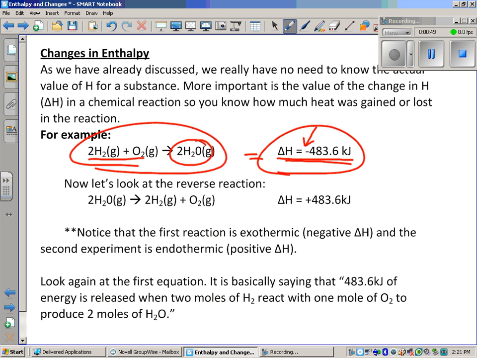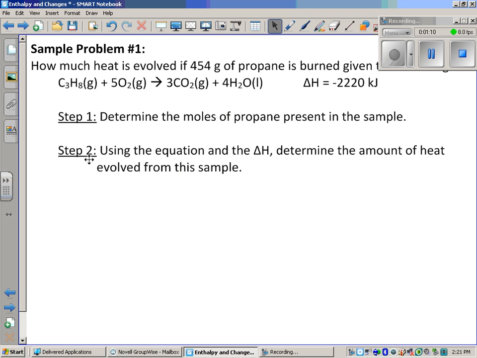You can also see that there's a second equation here, which is just the reverse of the first equation. So instead of making H2O, we're decomposing H2O. And if you notice, the only difference in the delta H is the same number, but negative and positive. Because if it takes energy to break up the H2O, then it's going to also release energy when it makes that H2O. All right, so the math.